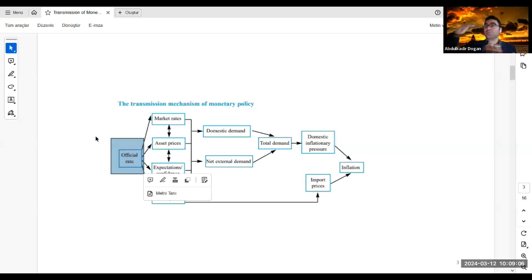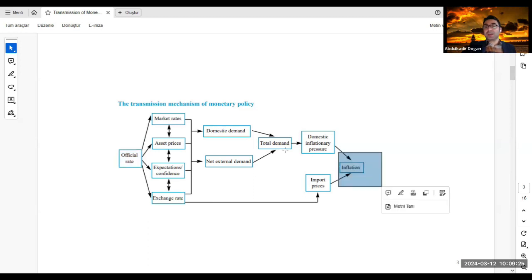Above that rate, you can put your deposit rate. You can put your loan rate as well. But for now, you should understand that the official rate is the policy rate of central banks. From this policy rate, as you see here, and here we have the inflation. How will this policy rate change the inflation rate via these 4 channels, 4 mechanisms? These are market rates, asset price channel, expectation channel, and exchange rate channel.